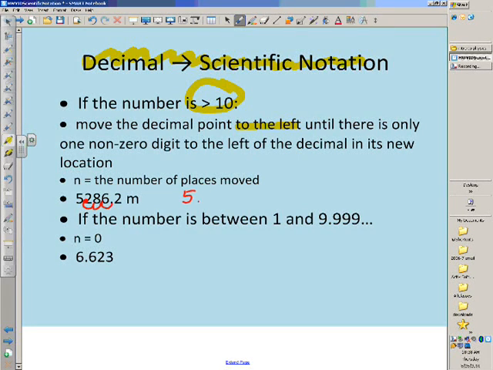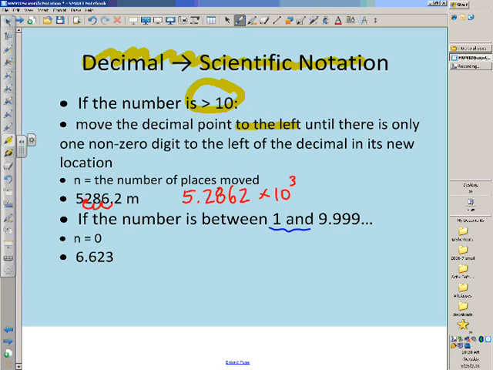So that would be 5.2862. We can't drop any of those numbers. They're still important. We're just writing the same number in a different way. Then times 10, right? But how many places do we have to move it? 1, 2, 3. So that means that our exponent would be 3, positive 3.